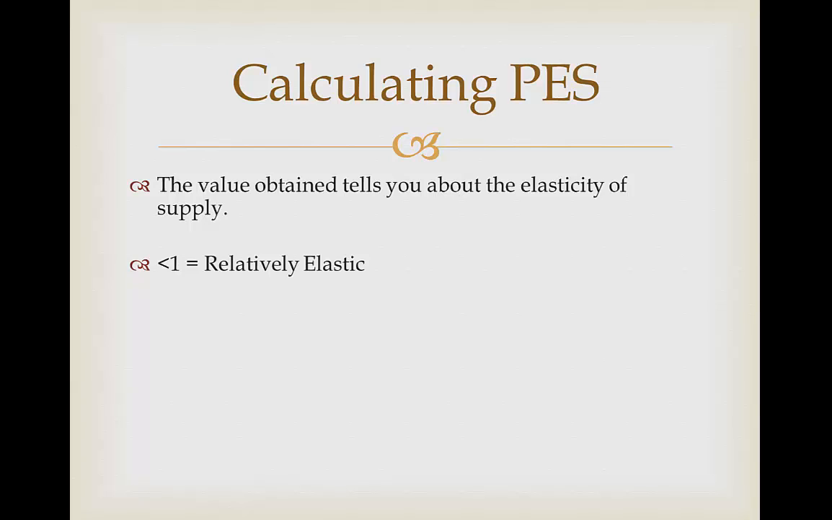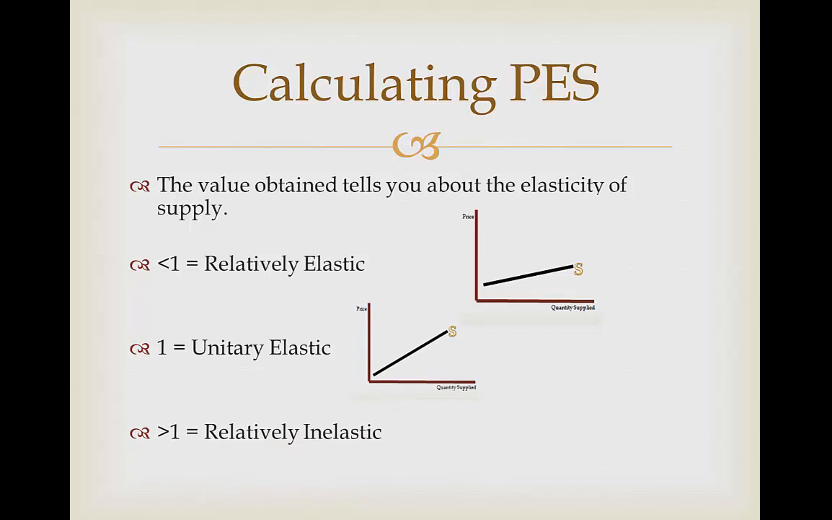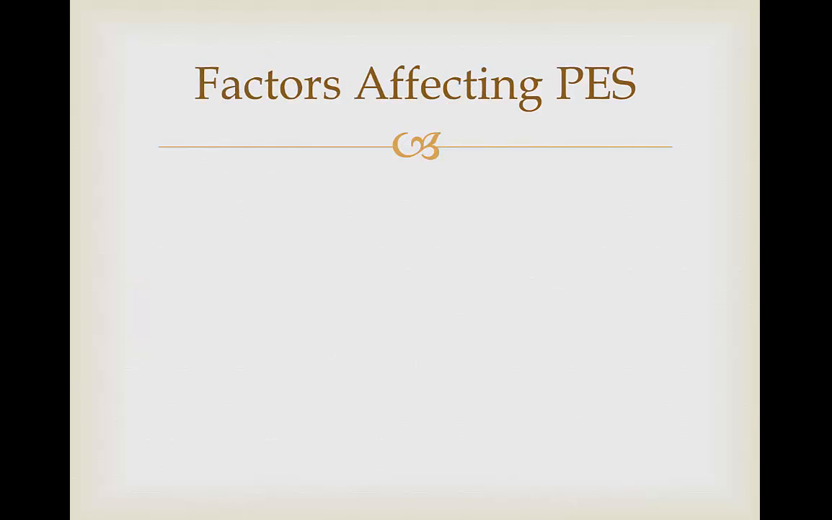However, if the score was more than 1, it would be relatively elastic, with the graph looking like this. If the score was 1, or the value is 1, the graph would have unitary elasticity. But like we got, if the score was less than 1, it's going to be relatively inelastic, just like the graph we have seen now.